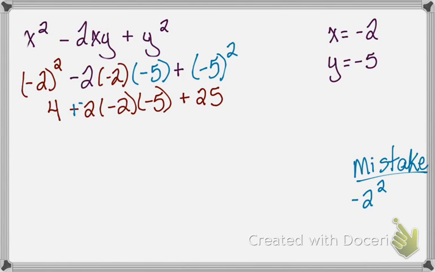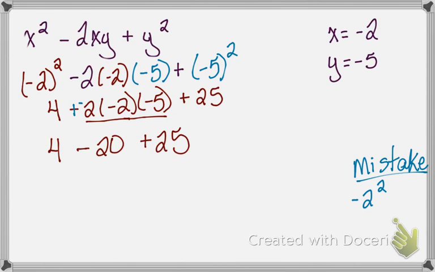Okay, now I'm just going to bring down my 4. Negative 2 times negative 2 is what? It's positive 4. Positive 4 times negative 5. Excellent. Negative 20. Okay? Plus 25. Now we are adding and subtracting. So what is my final answer there? It is not negative 41.